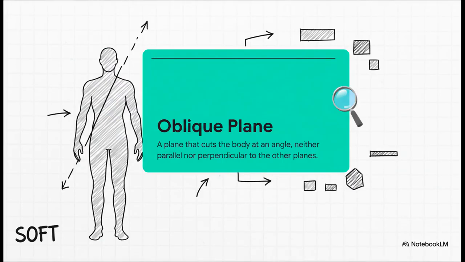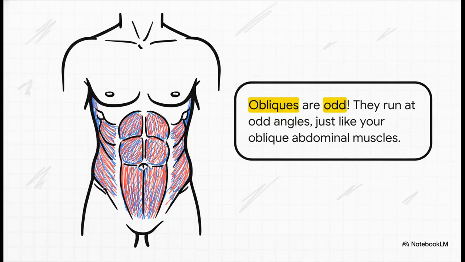Okay, next up, the O in our SOFT acronym, the oblique plane. Now this one is kind of the rebel of the group, the oddball. Why? Because it's any plane that cuts through the body at an angle. Any angle that's not perfectly up and down or perfectly side to side. It's just slanted. And the memory trick for this is just perfect. Ready? Obliques are odd. They run at these odd angles.